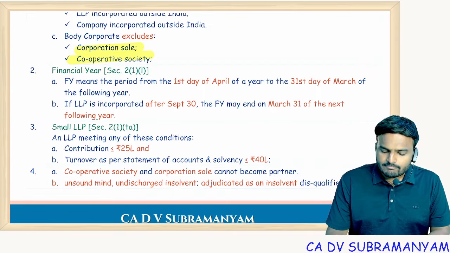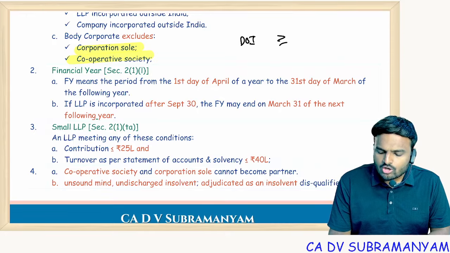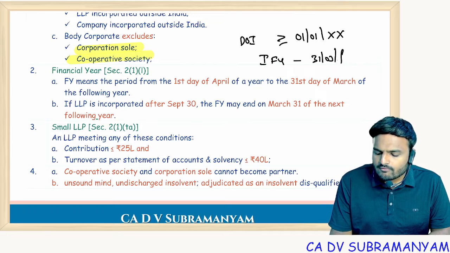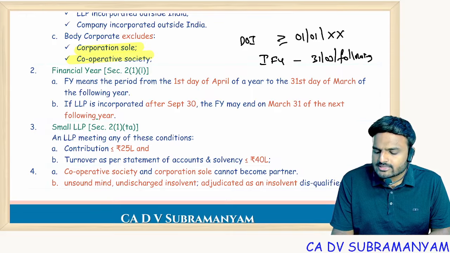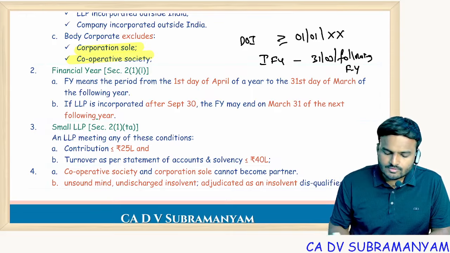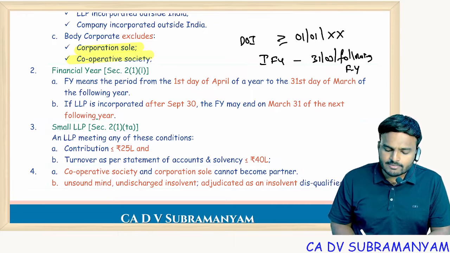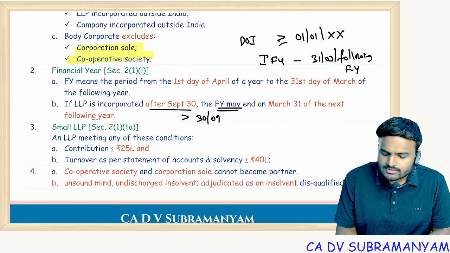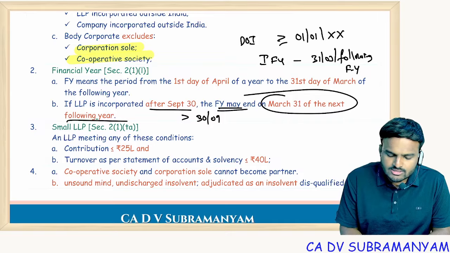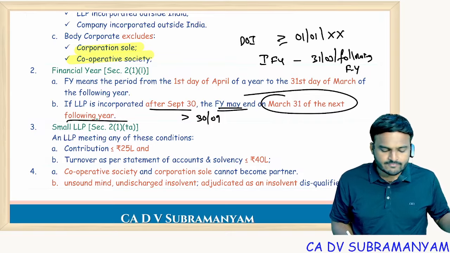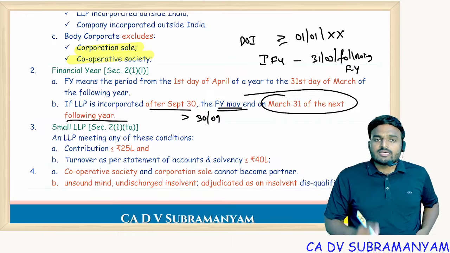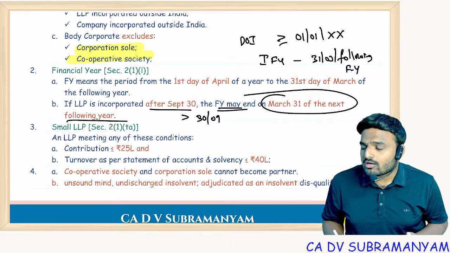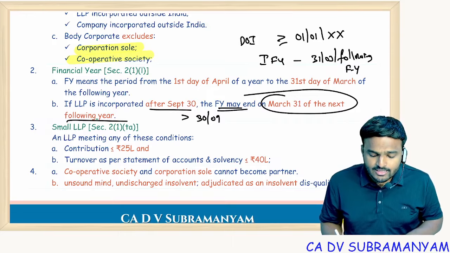Financial year. Financial year with respect to company is different from financial year with respect to LLP. With respect to company, if date of incorporation is on or after 1st January, then first financial year closure date will be 31st March of the following year, next financial year simply. Whereas with respect to LLP, if incorporation date is after 30th September, then financial year may end on 31st March of the next following year. Getting it? Their cutoff is 1st January, on or after 1st January, Companies Act. LLP Act, after 30th September.